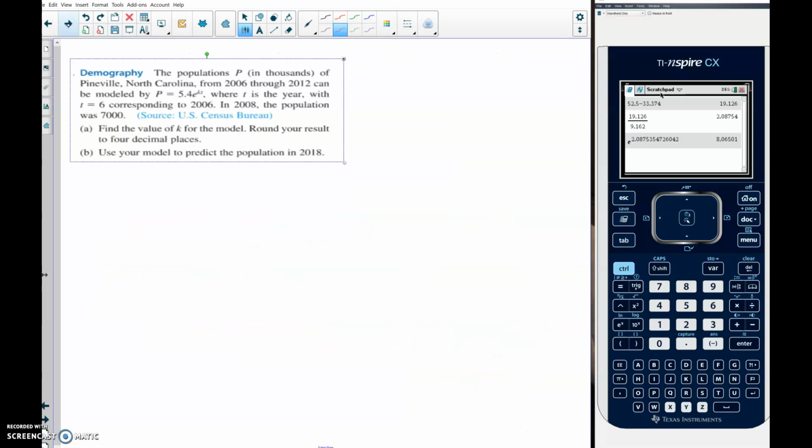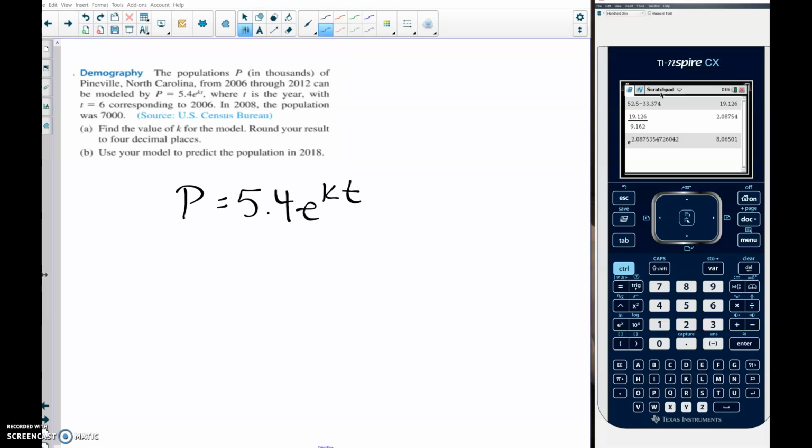Alright, next example problem. On the PSATs this year, you guys asked me about that lovely phrase, the constant k. So for part A here, find the value of k for the model. So looking here, they're giving us an example. Once again, they're telling us a specific example of what t equaling 6 is. So 2006, just like the previous problem.